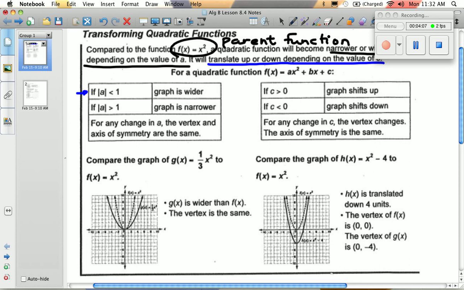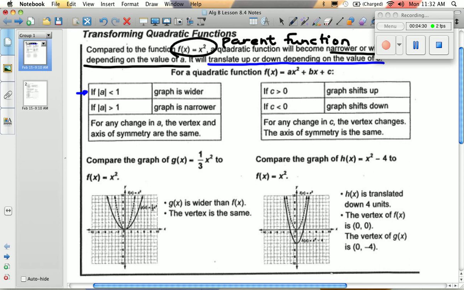So give me an example of an a value that would make it get wider. 0? Well, you can't have an a value of 0, we don't have a quadratic function, remember? So the absolute value of a has to be less than 1. What's the absolute value of negative 1? 1. Is it equal to 1 or less than 1?